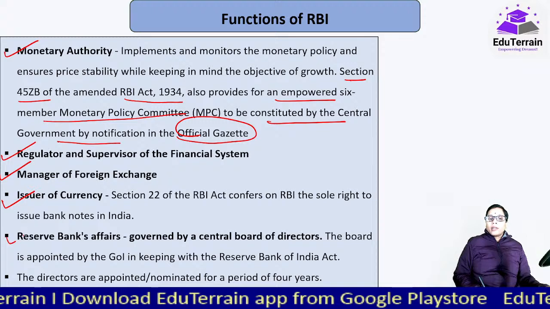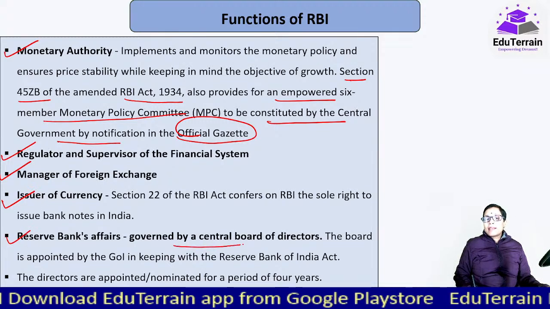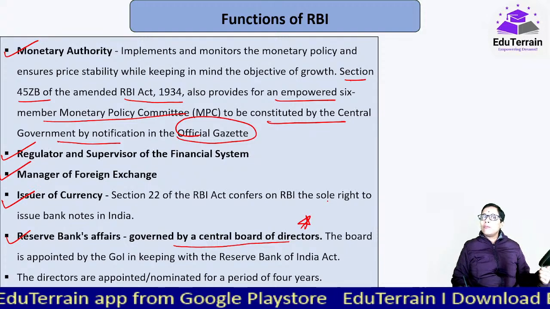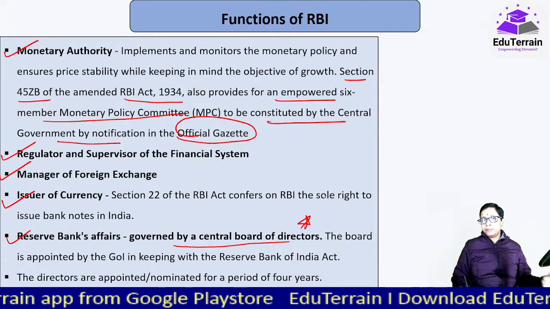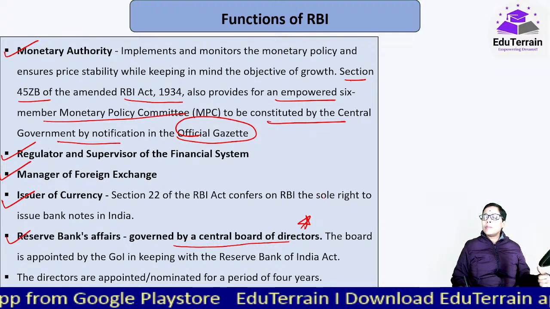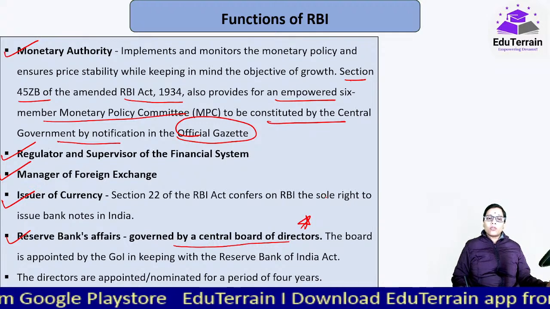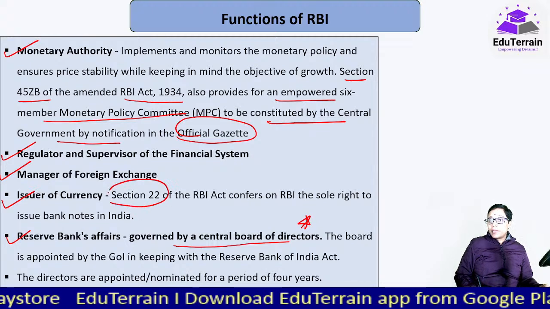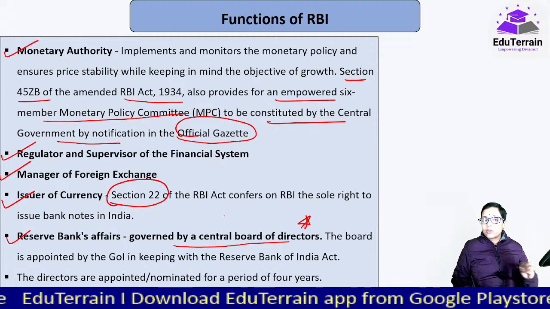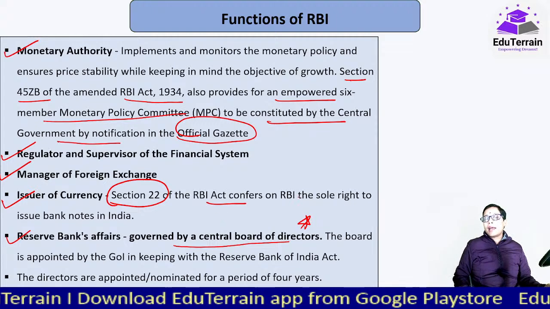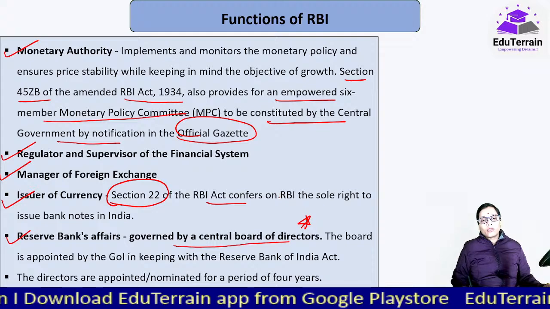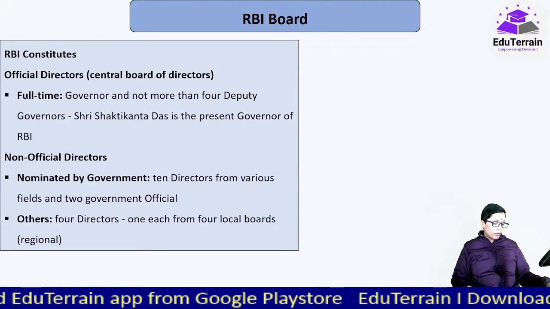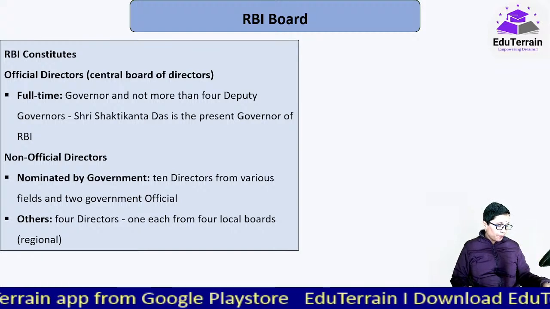Now, the Reserve Bank of India is governed by the Central Board of Directors, where not more than 4 deputy governors would be there, and 1 governor. Currently, Mr. Shaktikanta Das is the governor of RBI. One more thing I forgot to add here, issuer of currency. It is based on the powers that have been bestowed upon RBI by the RBI Act, that it can issue banknotes in India, and all these directors are appointed or nominated for a period of 2 years. Okay.